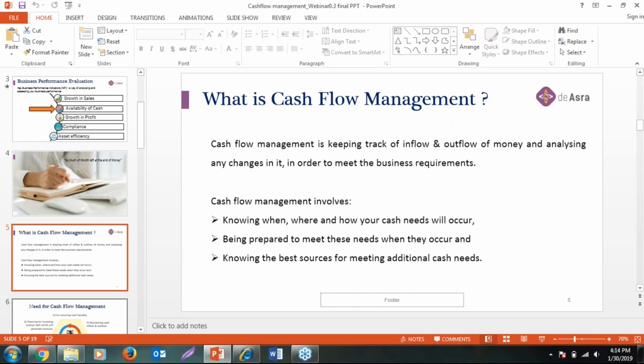So there are three points which explain what cash flow management involves. Let's quickly go through these points. Cash flow management involves knowing when, where, and how your cash needs will occur. After running a business for a couple of months, going forward, you will need to study the past trends of your business. And while studying, you will get the answers to these three questions: when is the cash required, where exactly, in which area it is required, and how you are going to utilize it.